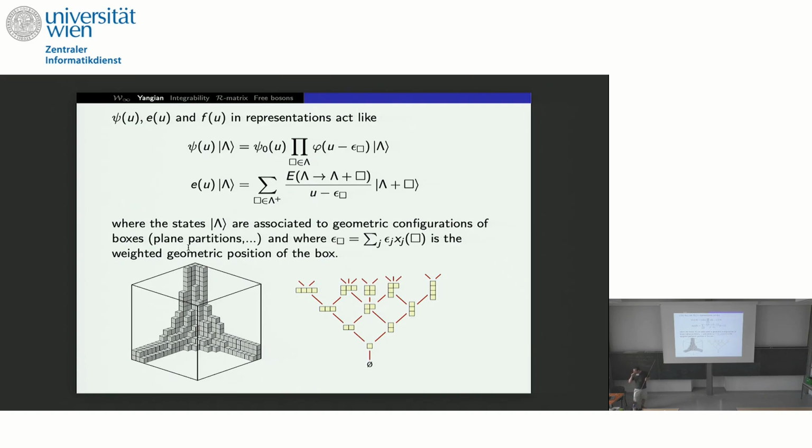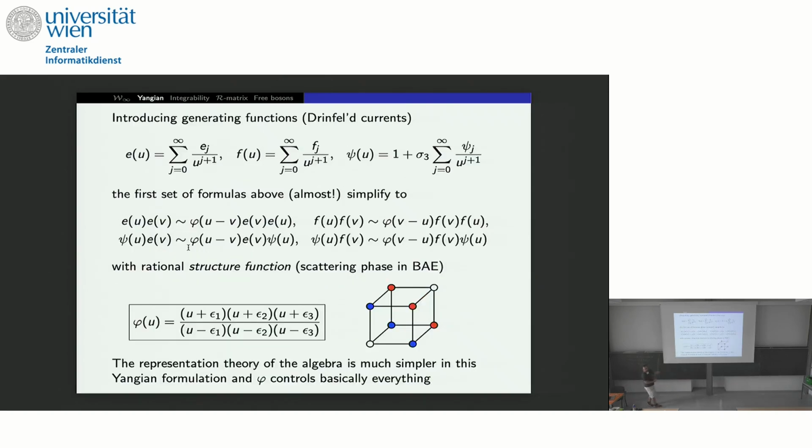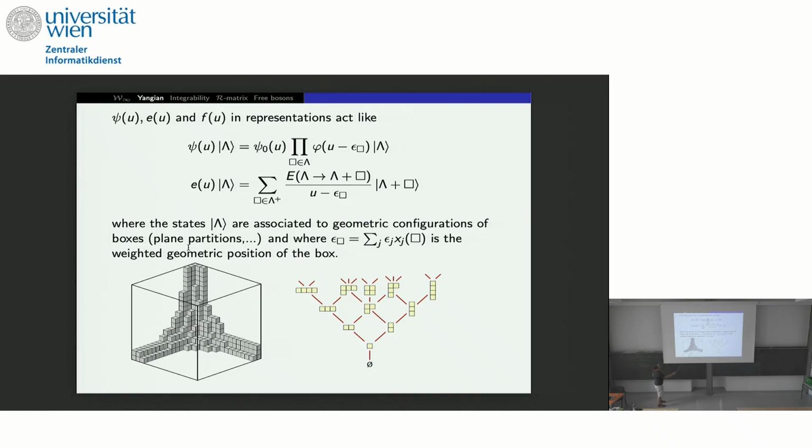As I said, the representation theory in this description is much simpler. We can find bases of the representation spaces which are labeled by objects like this. This whole picture is a label of the eigenstate of all these psi's, and the associated eigenvalue can be completely written in terms of this structure function phi and the coordinates of all these boxes that appear in the label of the states. Okay, so the whole representation theory reduces to the combinatorics of these 3D Young diagrams.